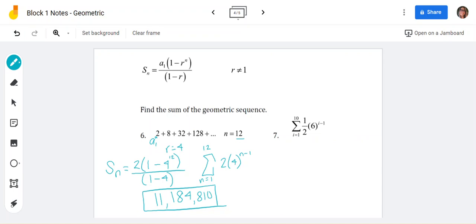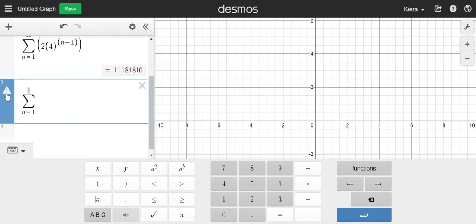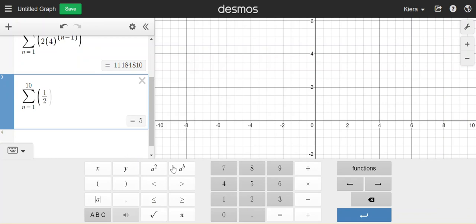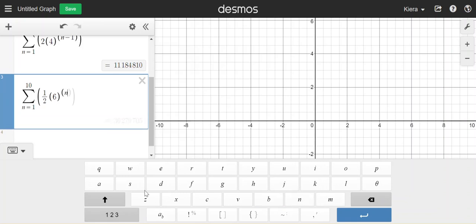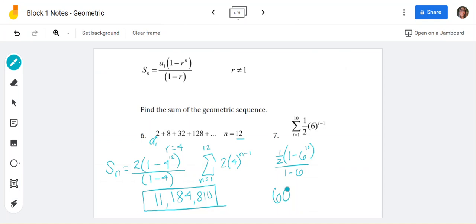So we could take this, plug it into the formula. First term is 1/2 times 1 minus 6 to the 10th over 1 minus 6. Or we can just type it into Desmos. See, there we go. I forgot to put the parentheses right after I told you all not to forget the parentheses. So this one comes out to 6,046,617.5. And yes, we're even going to include that 0.5.